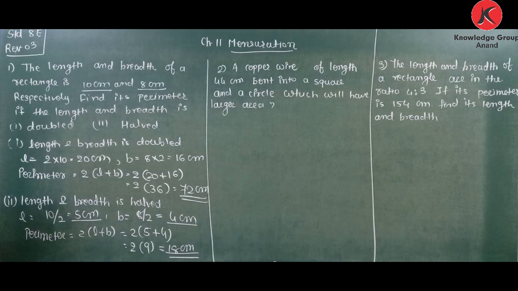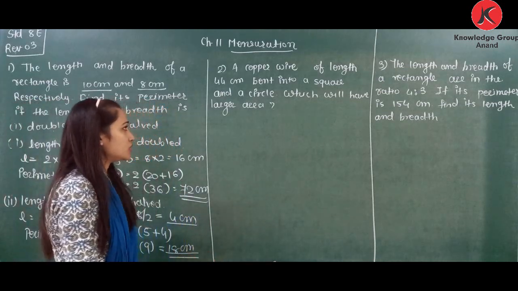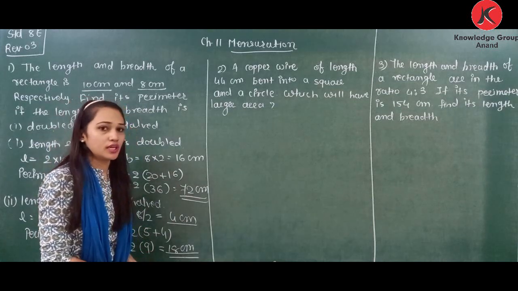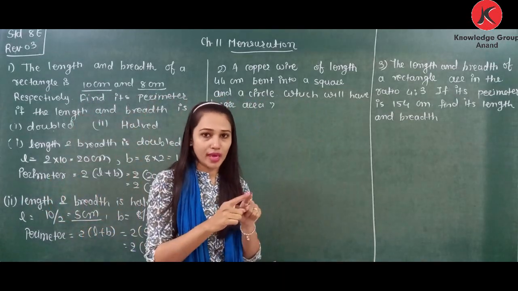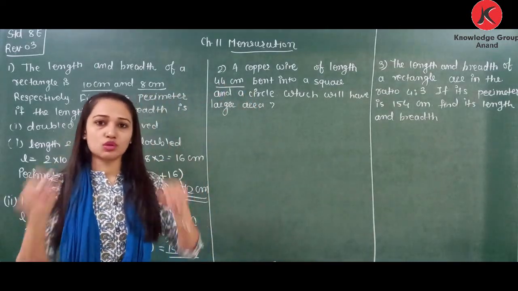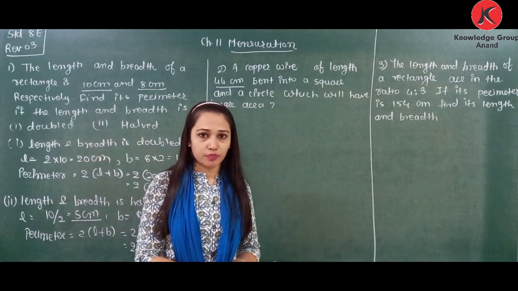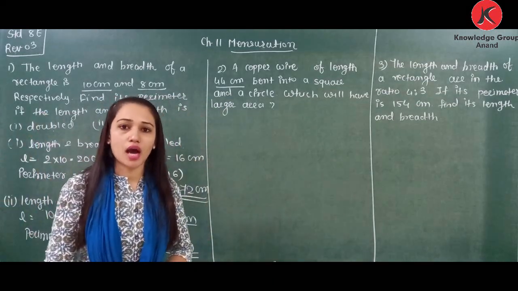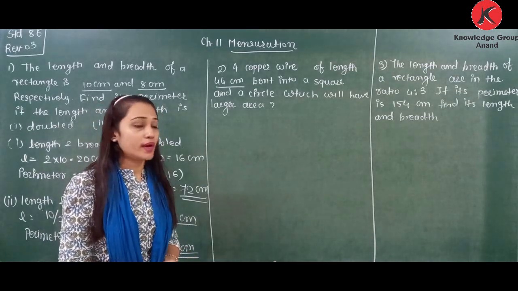Okay. Now next one. A copper wire of length 44 centimeter is bent into a square and a circle. Which will have a larger area? Now we have one straight wire of 44 centimeter and we bend it into a square. So the length of the wire will be the perimeter of the square. Clear? Because we use the same wire and bend it into a square, it is the outer boundary of the square.